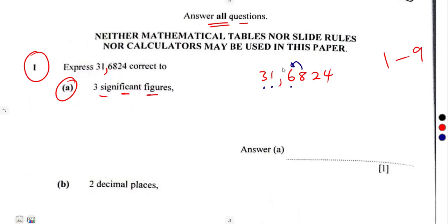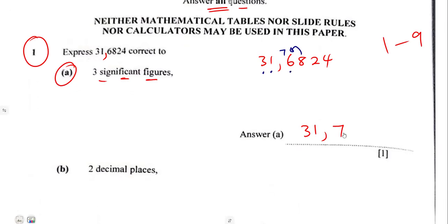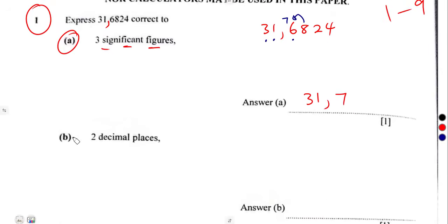Is going to change this into a 7 since 8 is greater than 5. So that was going to be 31,7. We are done. So we've got 1, 2, 3. Then to 2 decimal places on this part, we are focusing on the values after the comma. So after the comma, you count 1, 2.